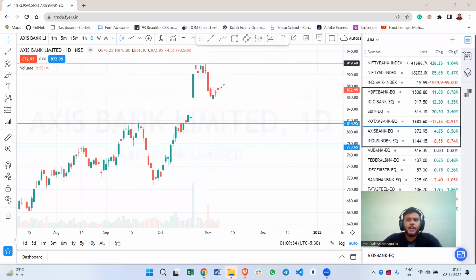But if it opens flat and closes above 875, then you can expect some buying pressure here, and your target will be 880 to 885.